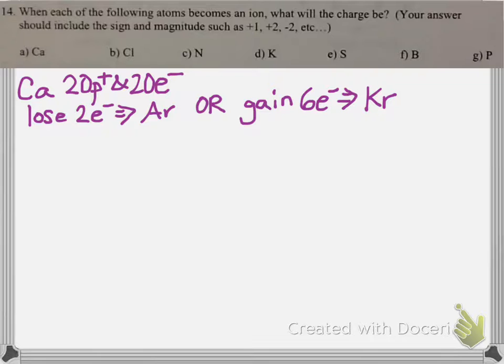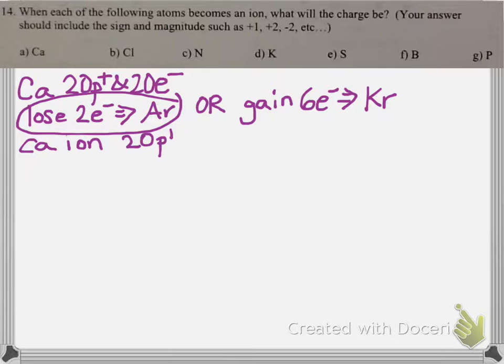Remember, it's always going to do whatever is easiest. So it's going to lose 2 electrons. So now, as a calcium ion, it has 20 protons and 18 electrons. So positive 20 minus 18 gives me a plus 2 charge.